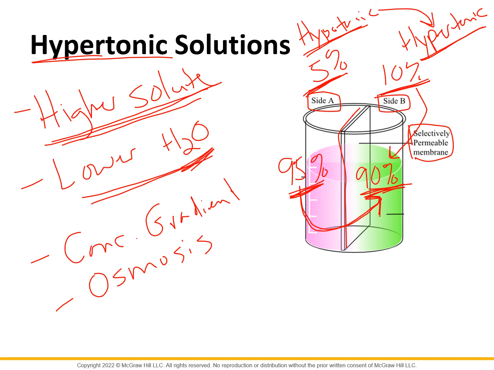So if you determine which solution has the higher concentration of water, then you have figured out the direction of osmosis. And if you can determine which solution is hypotonic or hypertonic, then you have figured out the direction of osmosis. So osmosis always goes from hypotonic to hypertonic.